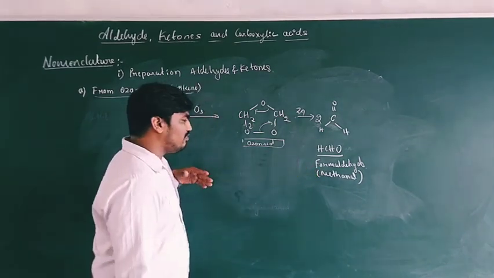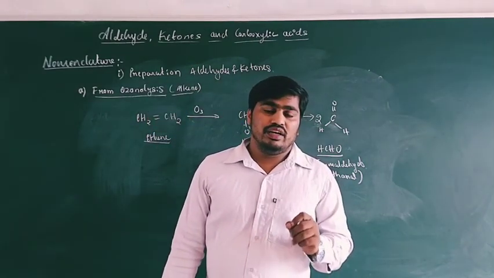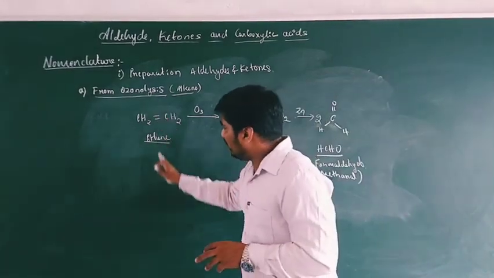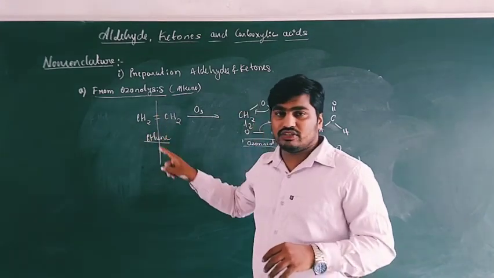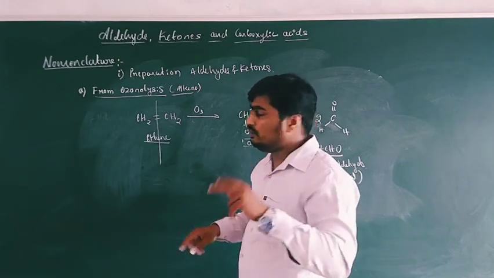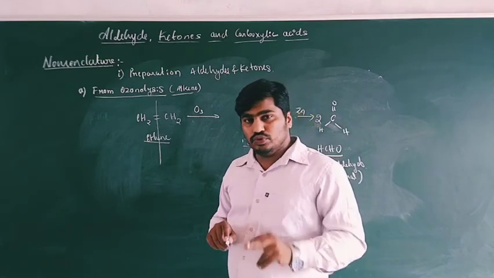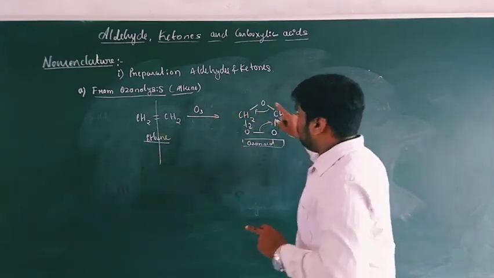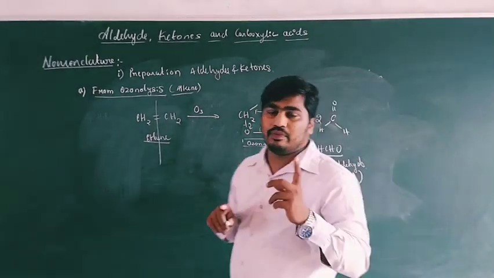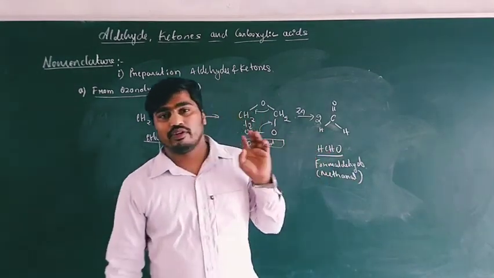Okay, and here we observe another important thing. If we consider a symmetrical alkene, this is a symmetrical alkene because adjacent to the double bond we observe two carbons, the same number of carbons on each side. If we use a symmetrical alkene for the ozonolysis reaction, then it always gives one kind of product. Only formaldehyde is produced. Only one kind of product is observed.